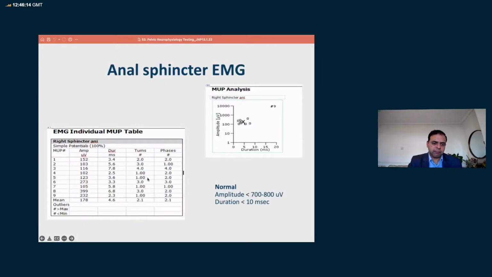And these are examples of the motor unit potentials. Those of you who are familiar with EMGs will recognize that these are very small amplitude motor unit potentials, and the duration is usually less than 10 milliseconds.